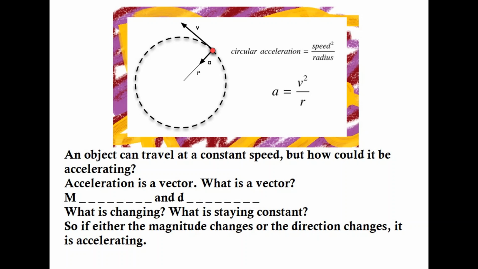What is a vector? So remember, for scalar, there's only one thing, and the vector has two things. So the scalar has only magnitude. What does a vector have? So a vector has magnitude and direction. In this case, can you see that in the circular path, the direction is always changing. So although the speed stays the same at all points along the circle, the direction is changing. So the direction is changing, the speed is staying constant. And if you look at the last sentence, if either the magnitude changes or the direction changes, it is accelerating.